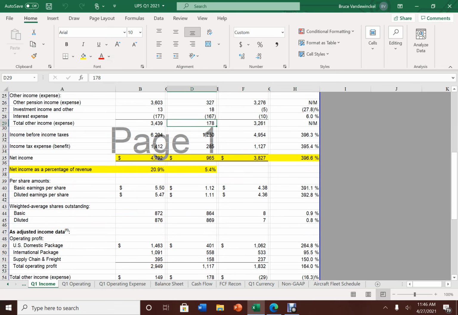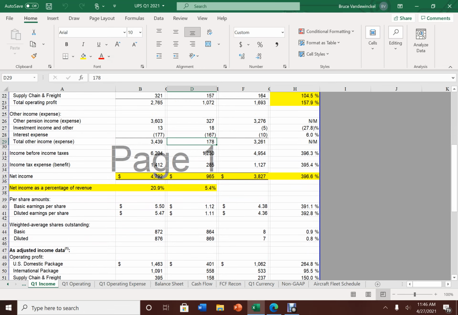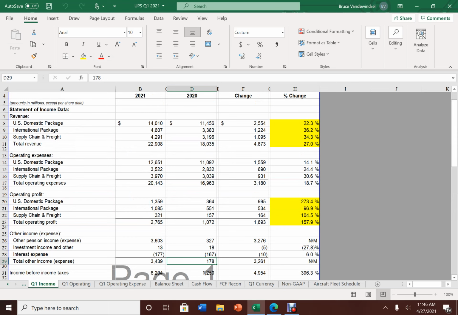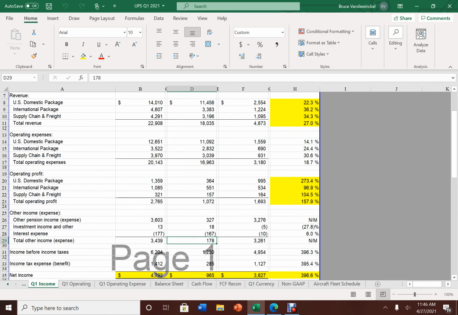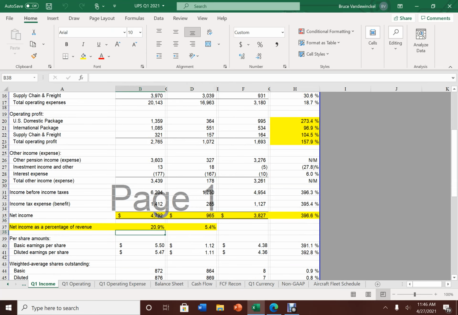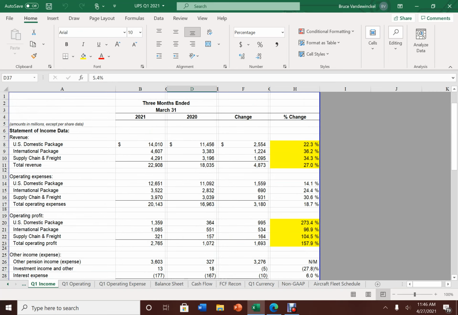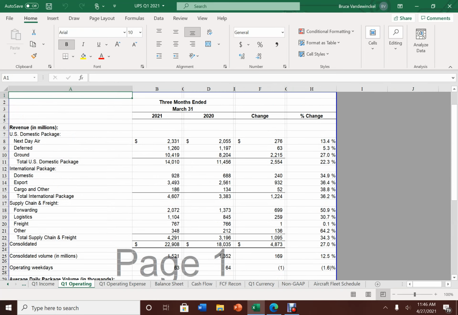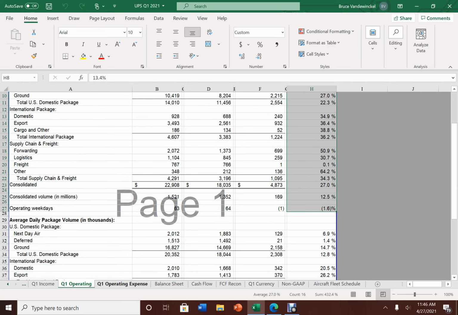Now if you look at net income as a percentage of revenue, net income for quarter one 2021 was 20.9% compared to 5.4% in quarter one 2020. A lot of this has to do with shopping online due to people still staying home or still being worried about the global health issue. Now if you jump down to the operating section, again, monster return here on a year-over-year basis.